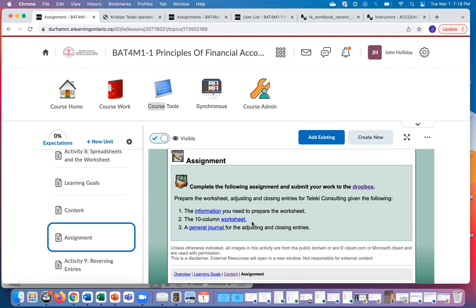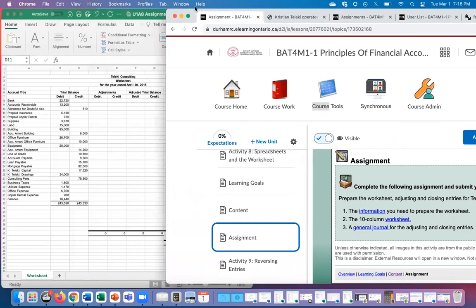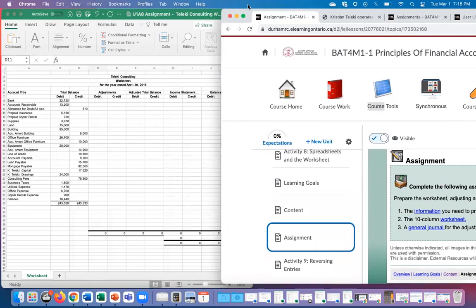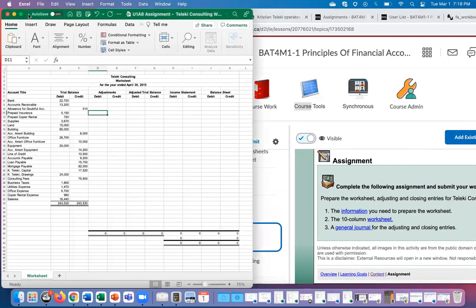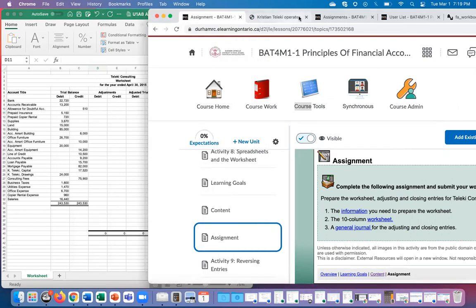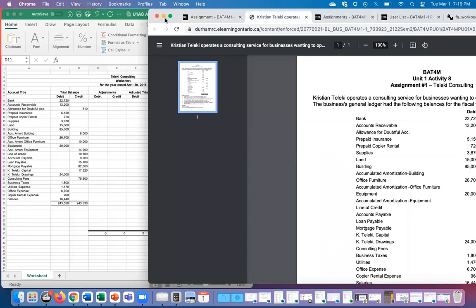Going back to the assignment, the second thing is the worksheet, the 10-column worksheet. When you click on that, it'll open up an Excel file for you, or it'll download it and open it. When you open it up, it will look like this here. I've got this already open, and it has a lot of the information from that information sheet already preloaded to it. So it's basically got the trial balance already set up there, so you don't have to load in a lot of these numbers.